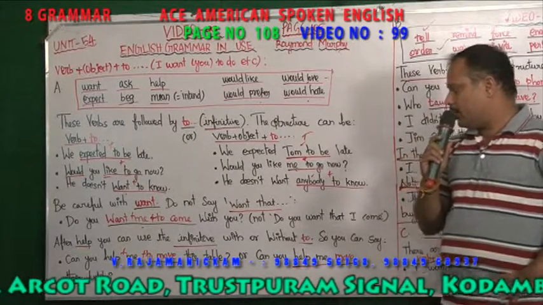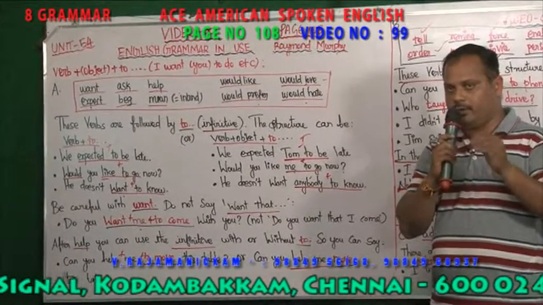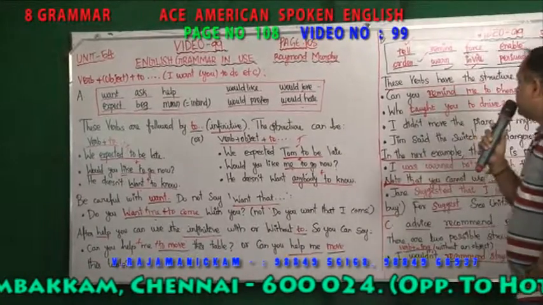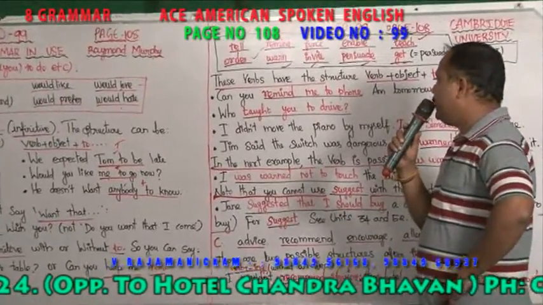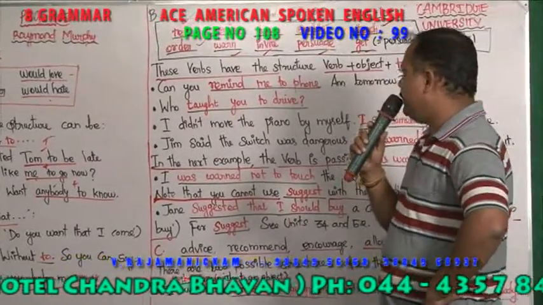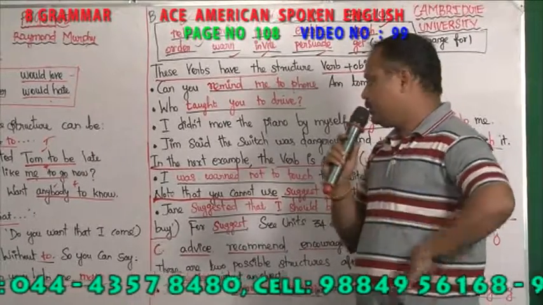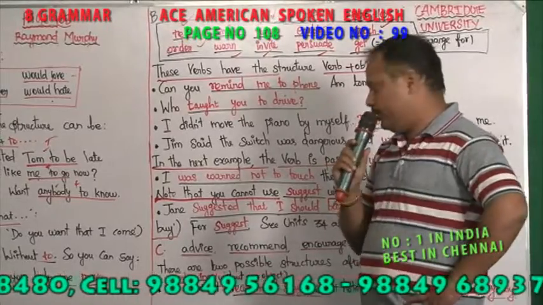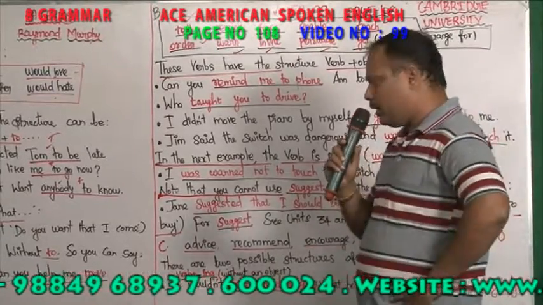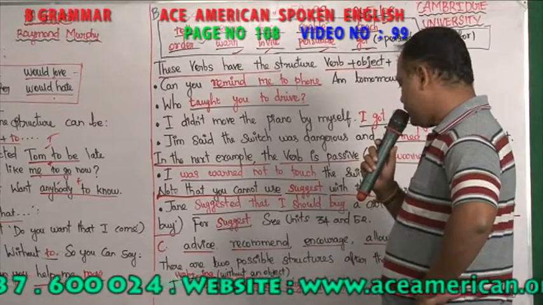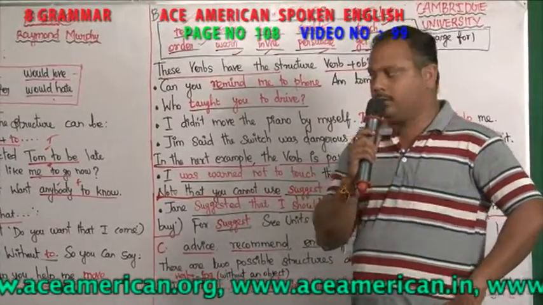So next one is help. After help we can use the infinitive or without the infinitive, without to. Then for some of the words we can use verb plus object plus to: tell, remind, force, enable, teach, order, warn, invite, persuade, get. And then suggest, with this verb we are not supposed to use object plus to. And then the last one is recommend. In this case we can use verb plus object plus to. This only I understood.